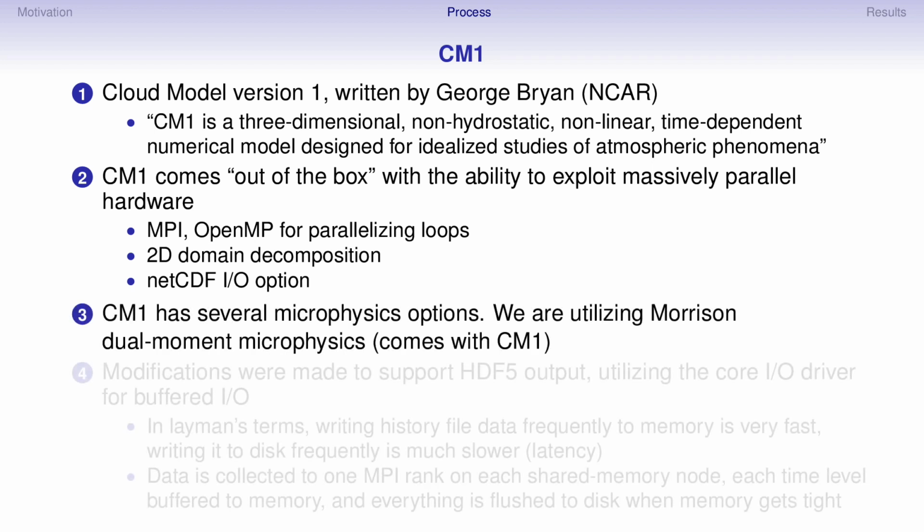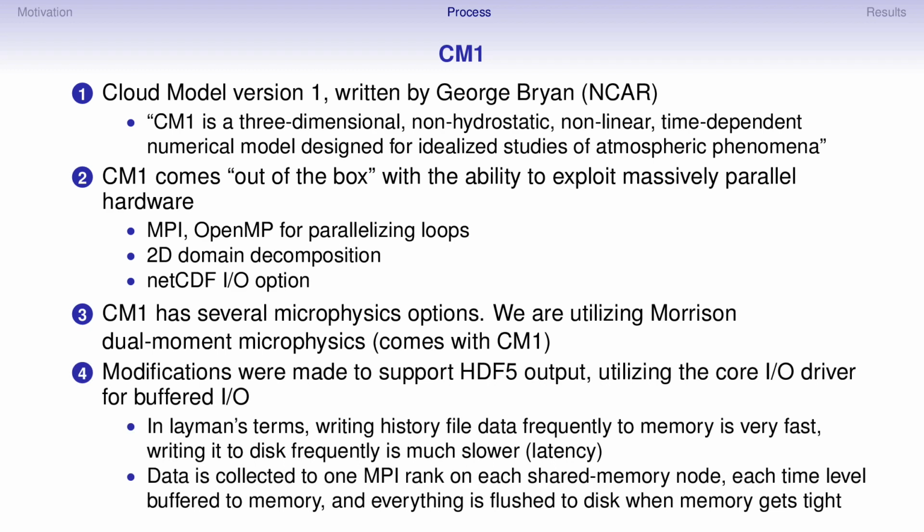CM1 has several microphysics options. We're utilizing the Morrison dual moment microphysics scheme that comes with CM1, and I think it was one of the many factors that had to come into play to make the simulation possible, because the cold pool temperatures are actually more along what we see in the field.